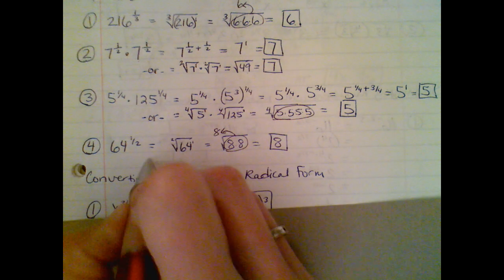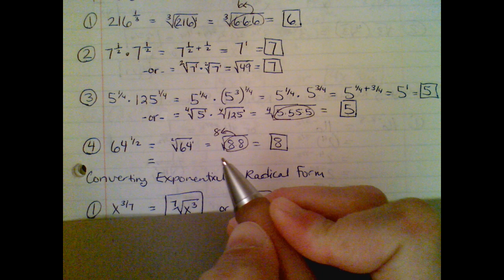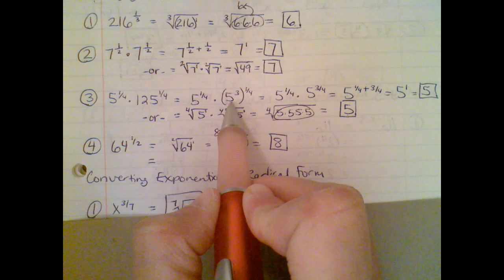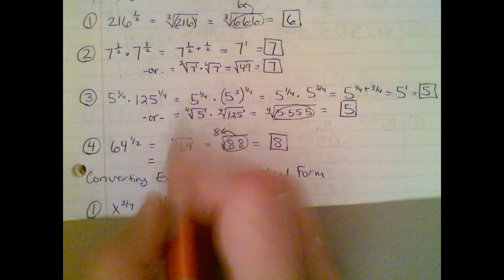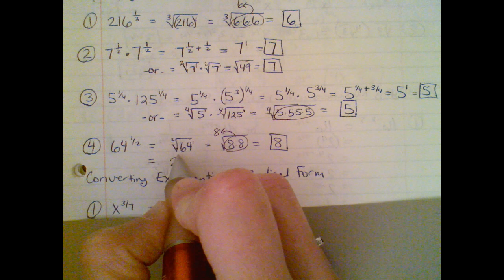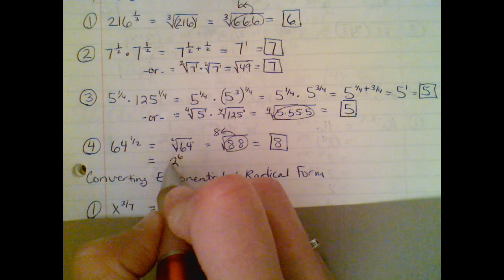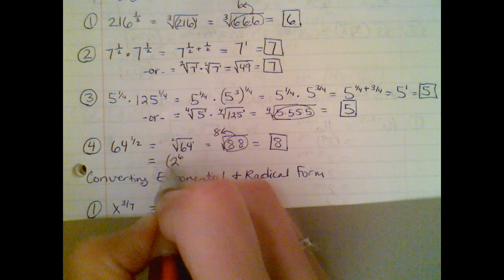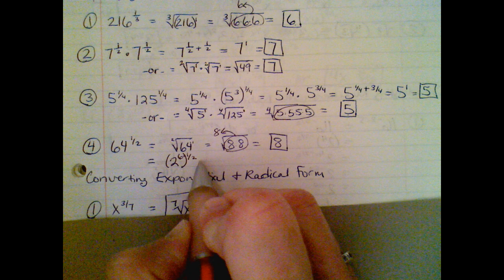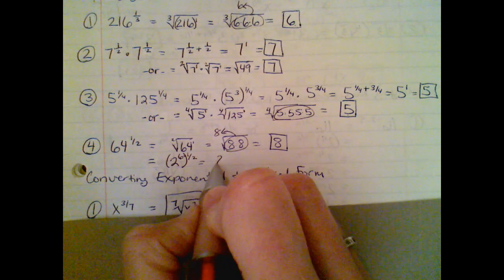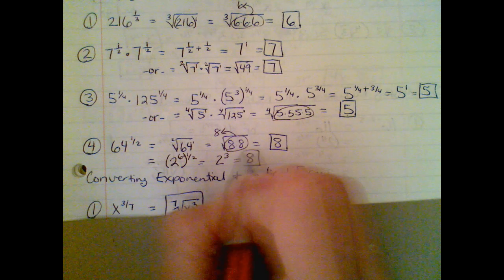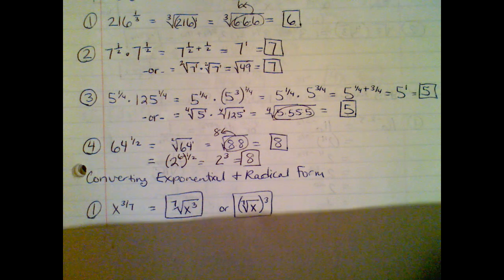Another option that you can do for this one, if you liked this top option, we could do our factor tree for 64. We would have 2 to the 6th power is 64, and then that's to the 1/2 power. And then from here, power to power, we multiply those. So we have 6 times 1/2 is 3, 2 to the 3rd power, we could get 8. So that would be another option that you could do.